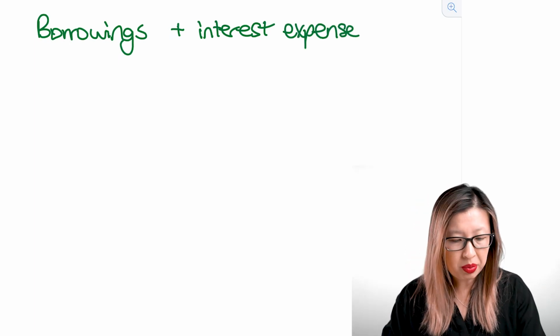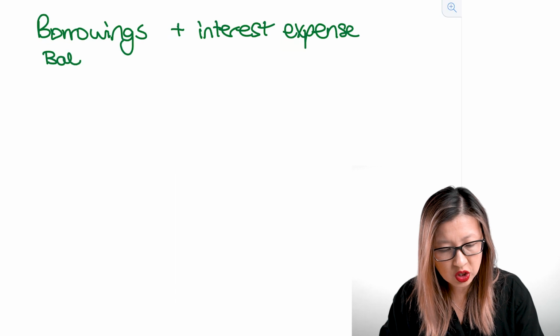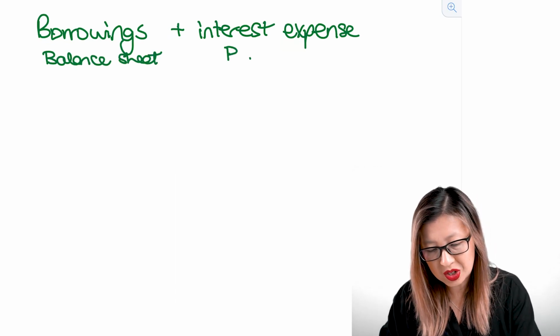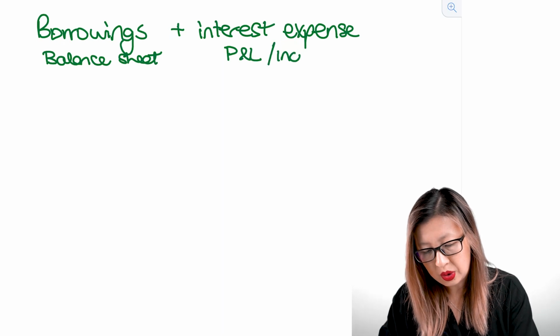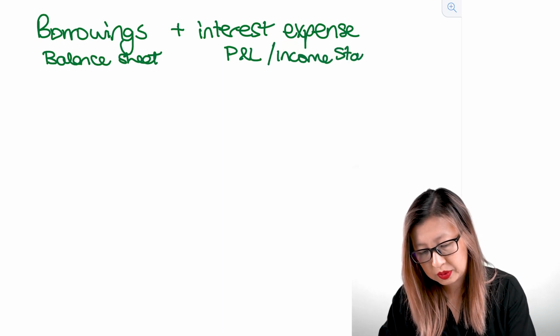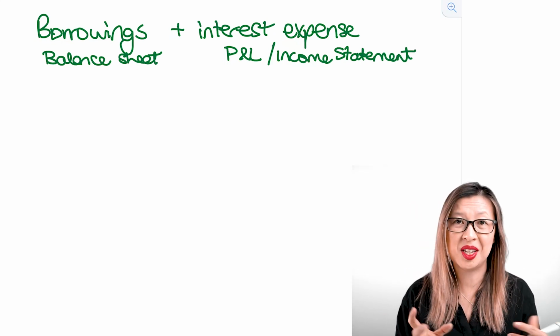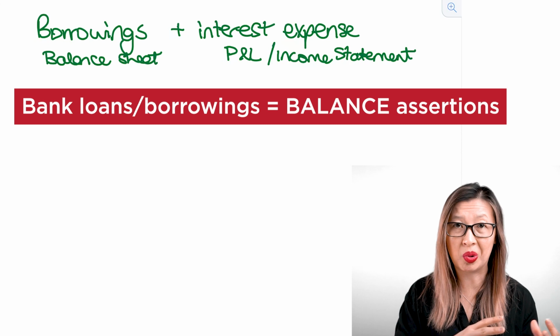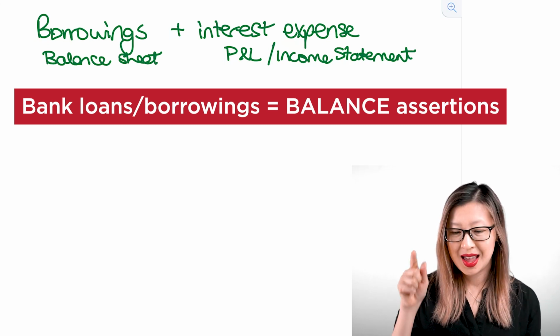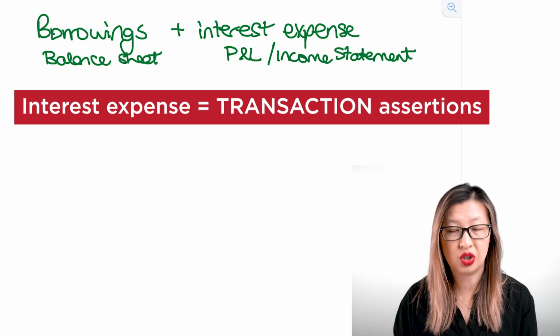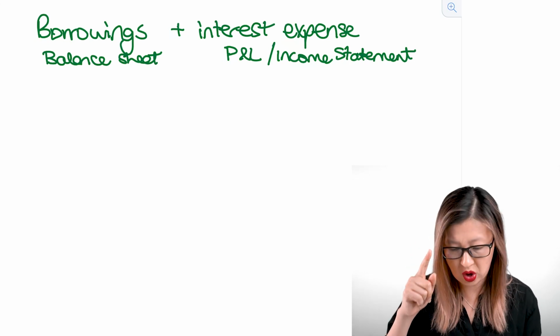All right, so our borrowings are going to sit on our balance sheet and our interest expense is going to sit on our P&L or our income statement. So here is where it gets tricky. Now we have to think about assertions related to the borrowings, balance assertions, and assertions related to the income statement, our transaction assertions. So let's handle the borrowings first.